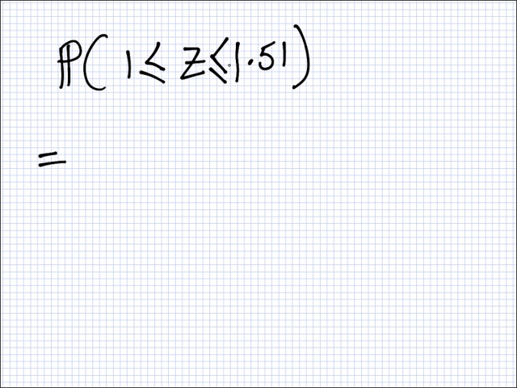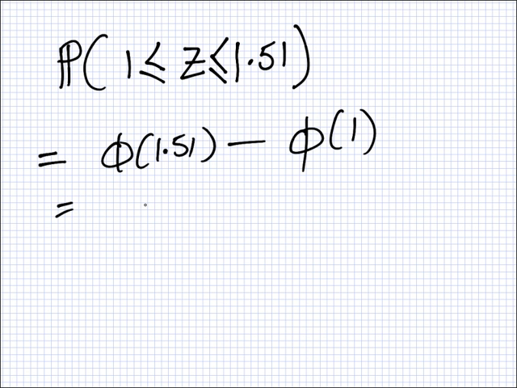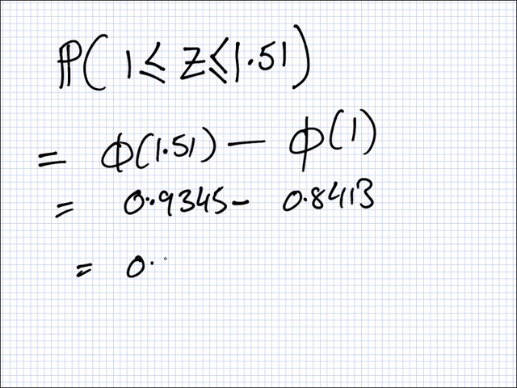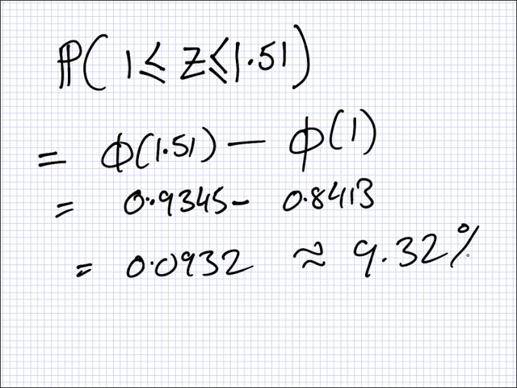So what do you look up first? 1.51. You look up the 1.51 and then minus, and you look up 1. And when you minus those two answers, what did you get? 0.09. Well, tell me what the first one was. 1.51. What was that? 0.9345. Minus 0.8413. So what's that, about 9%? 0.0932. So that's exactly 9.32%.